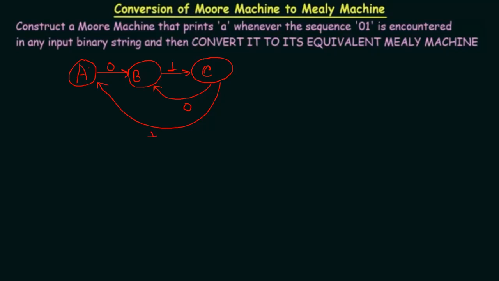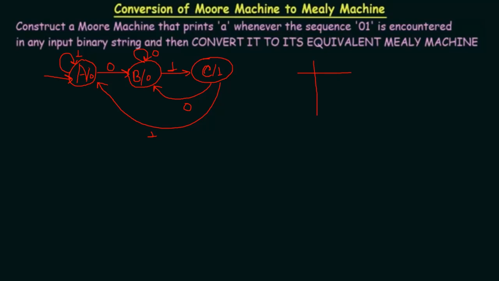And for 1, it got a self loop. For 0, it got a self loop. So that was the main acceptance, and all of these were 0, only C was 1. Okay, so if I want to draw the transition table, how is it going to look?